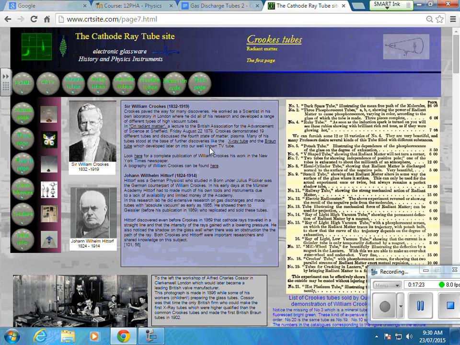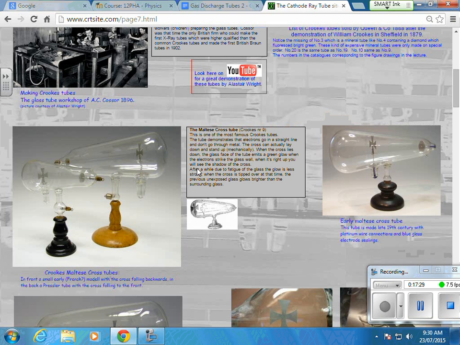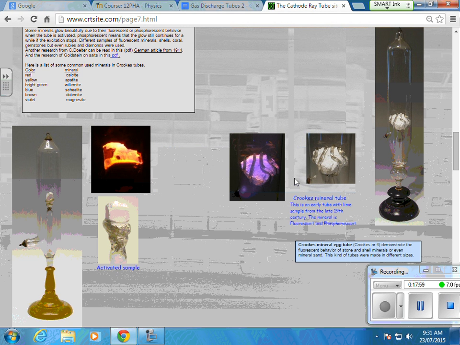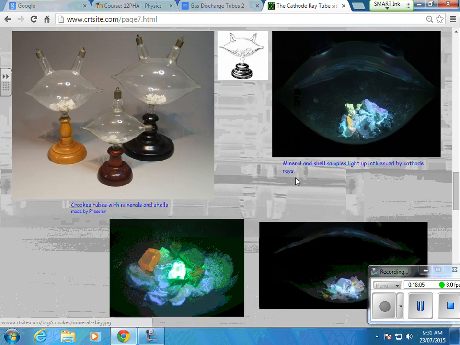There's more description there about what he did, and also Hittorf was important in these things. There's the classic jars we used with the Maltese cross. One of the most famous Crookes tubes, the tube demonstrates electrons go in straight lines and don't go through metals. It should say the metal is not transparent to them. When the cross lies down, the glass face of the tube emits a green glow when the electrons strike the glass wall. When it's up, you see the shadow of the cross, and they demonstrate that there. He also did work on minerals and fluorescent minerals and tried to understand them. And there's some fluorescent mineral work there. He was very interested in electrical discharge and in radiation.